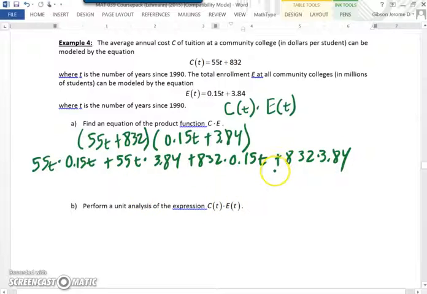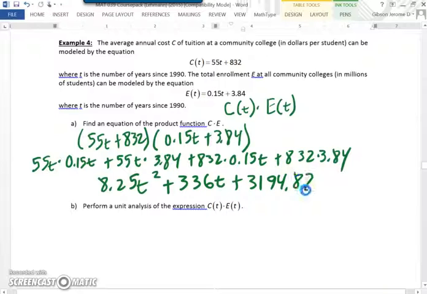Now, after we multiply this, you can put this in your calculator. This will give us 8.25T squared plus 336T plus 3,194.88. Now this is after we multiply C times E. This is what C times E is equal to.